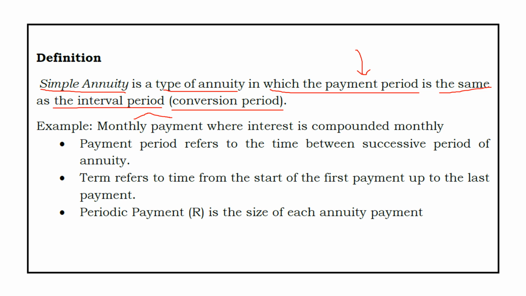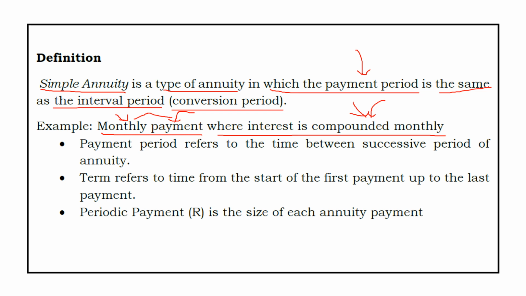So here are some good examples of this simple annuity. First is the monthly payment where interest is compounded monthly, where the payment period is per month and the compounding period is also per month. So the application of the interest is per month, or it is compounded monthly.